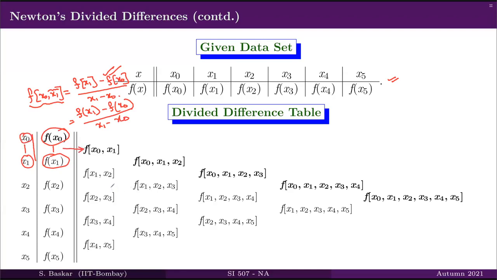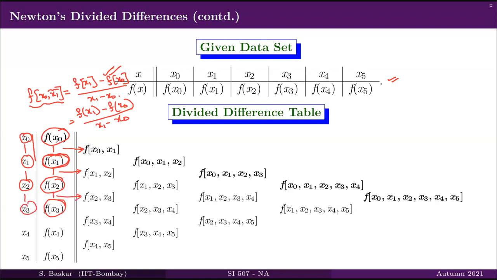Now you can clearly observe that this minus this divided by x2 minus x1 is this point. And similarly, this minus this divided by this minus this is this point.